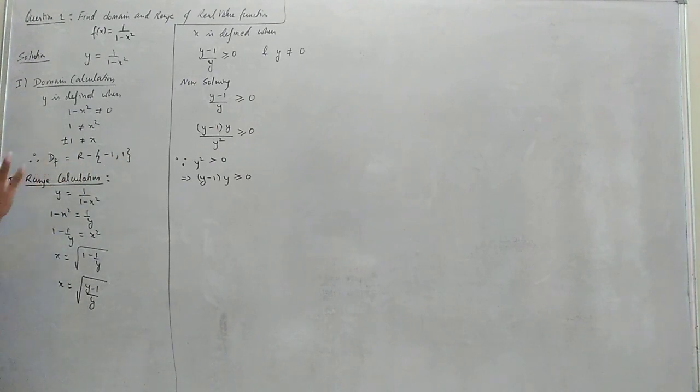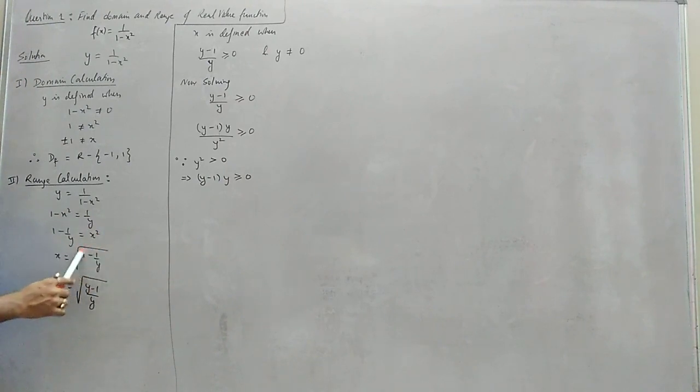Now the range calculation. For range calculation, what is the first step? Convert x in terms of y. So first we write x in terms of y. y equals 1 by 1 minus x square. Shift 1 minus x square to that side, y to this side. Then we have to bring x to one side, so we bring 1 by y here, minus x square to that side. Now the square will come into root: x equals under root 1 minus 1 by y.